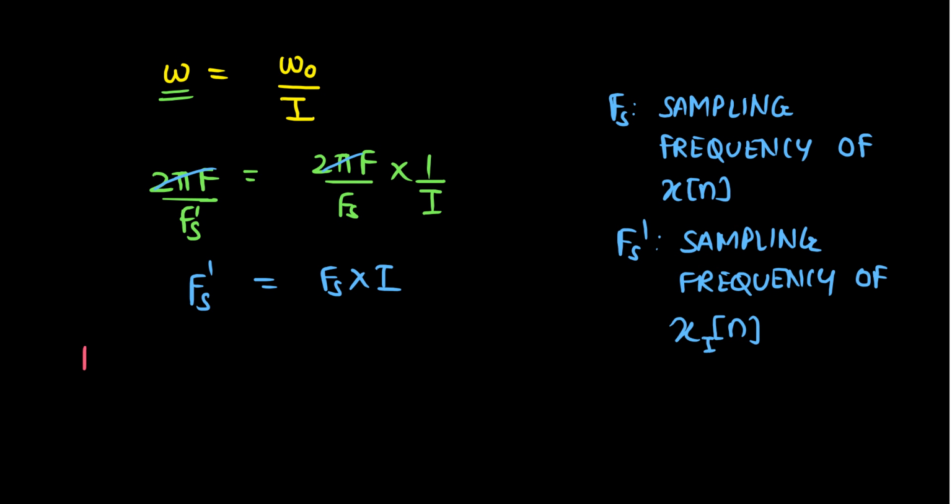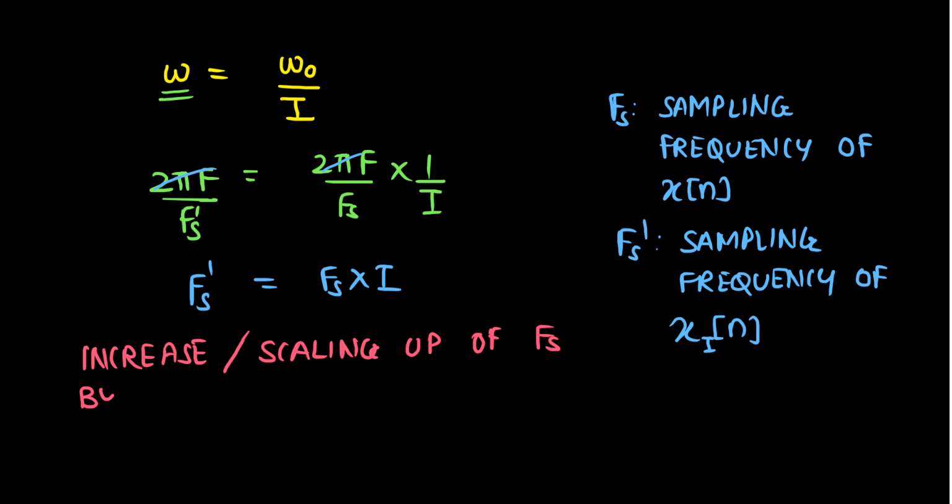So we are having an increase or scaling up of fs by a factor of I. So as we are having an increase in sampling frequency, this interpolation is also known as upsampling. So this also helps in changing the sampling frequency, or playing with the sampling frequency, of the discrete time signals.